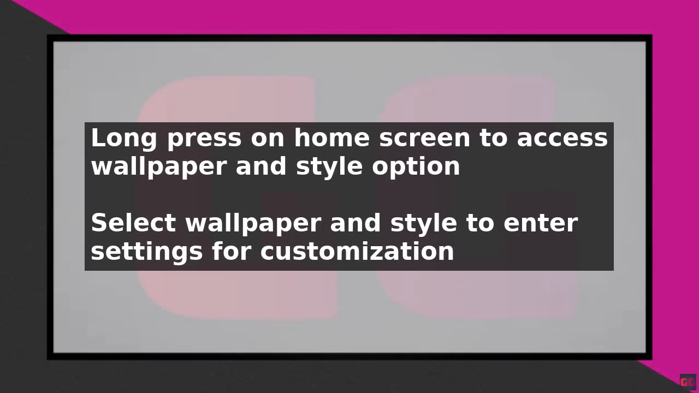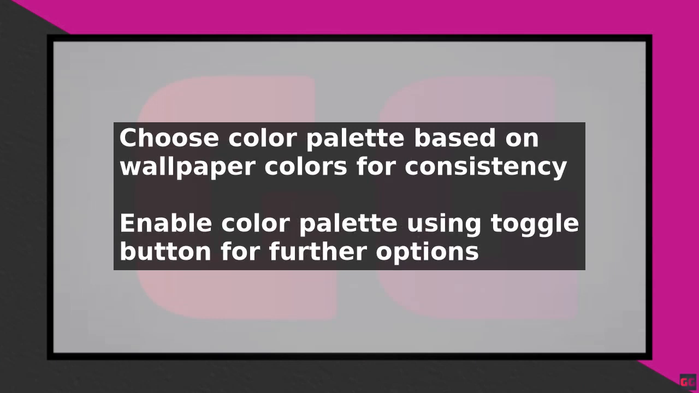To achieve a dark icon look on Samsung devices with the One UI 6.1.1 update, start by long pressing on an empty area of your home screen. Then select the Wallpaper and Style option at the bottom left. This will take you to the settings, where you'll find the Color Palette option.